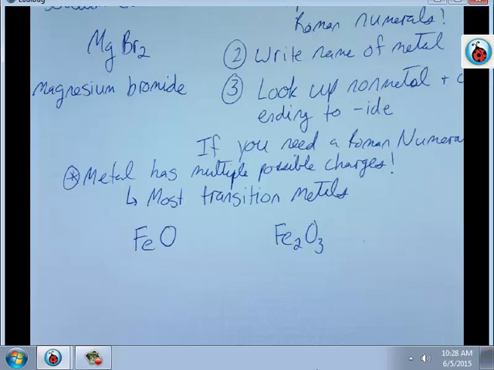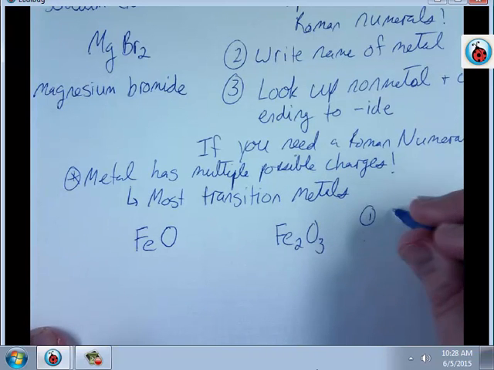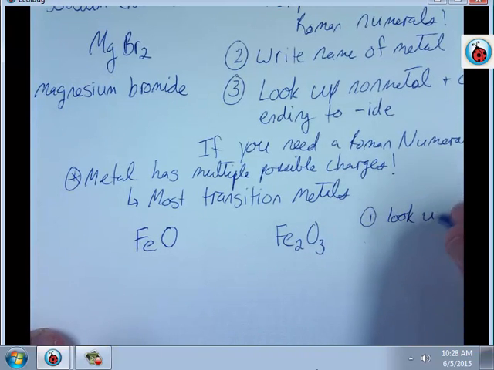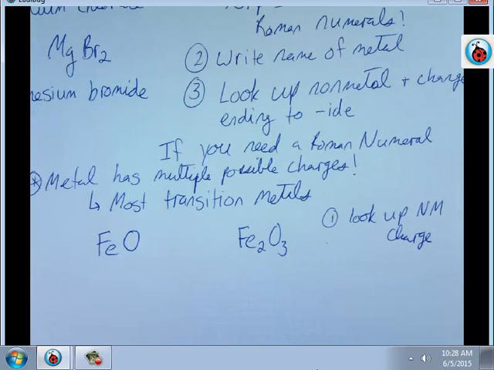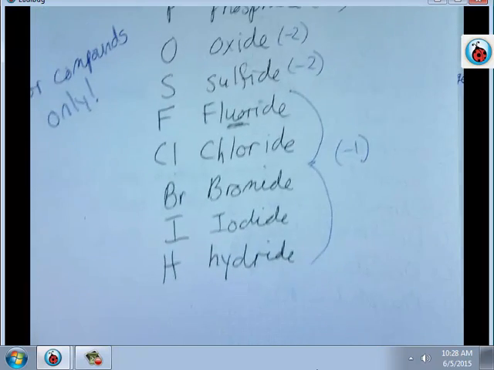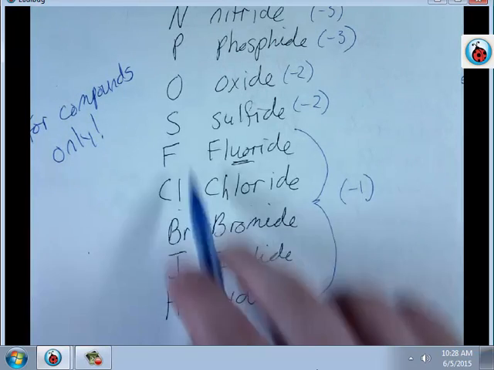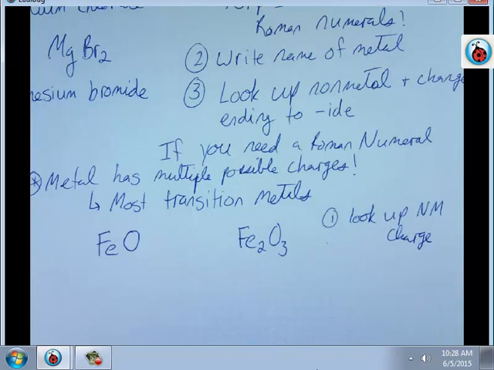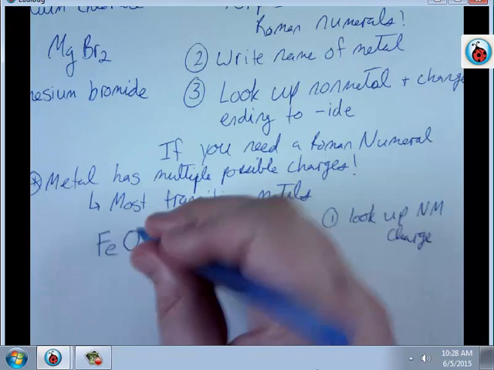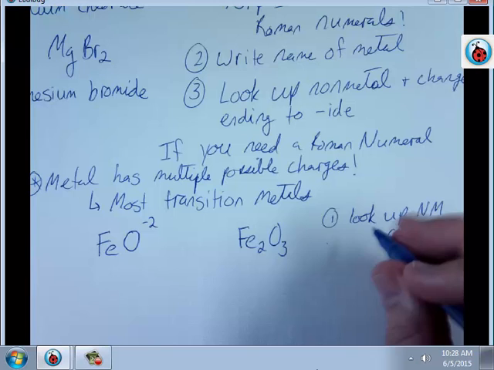So, look up the nonmetal charge. Oops, let me slide this over a little bit. And I was pretty nice and I gave them all to you right here. Oxides are -2. Set the metal to X.